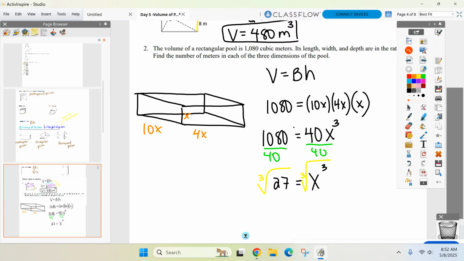Okay. Make sure we answer the question, though. It said find all the dimensions. And that is just the depth. 3 is just the depth. So plug it back in and find me the width and the length here.